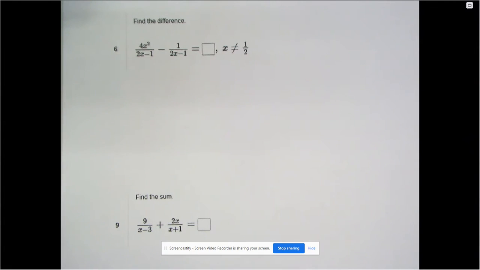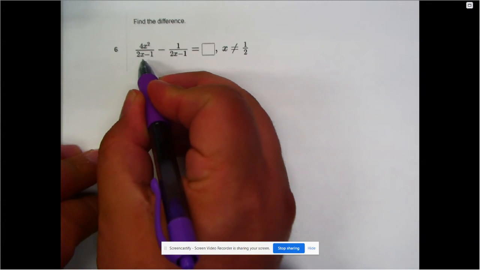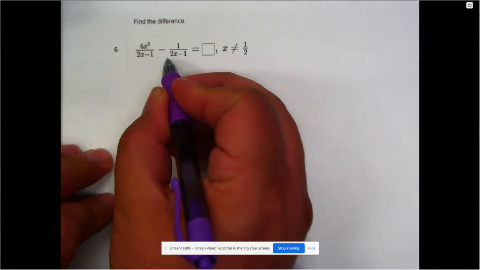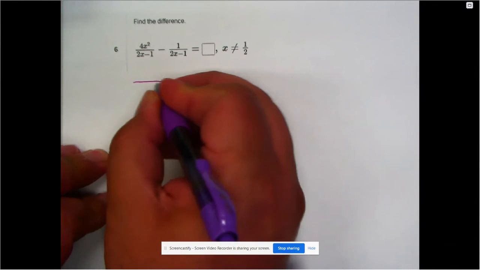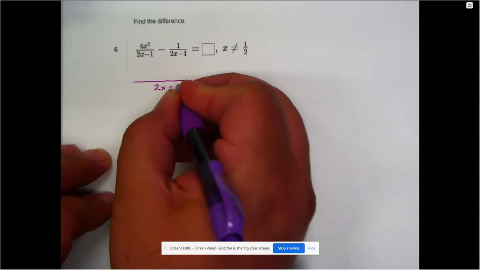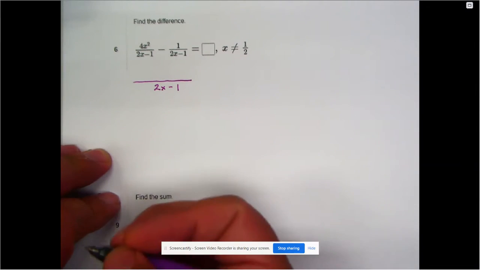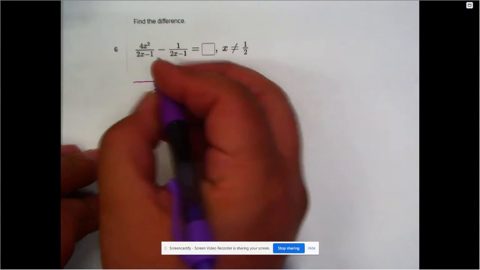So let's look at this one. This is number 6 from your homework from last night. If you haven't done it, copy it down so that you have it with you. We notice right away that they have a common denominator, so I don't have to worry about multiplication. What I do have to worry about is that as I'm creating my single fraction, because that's what we want when we're adding or subtracting our fractions here, we have a 4x squared on top.